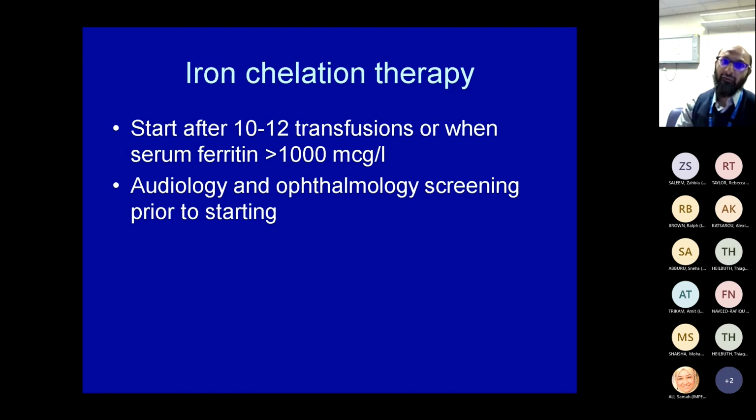Okay, so generally after the patient has had between 10 and 12 transfusions, or when the serum ferritin is more than 1,000, is when we start looking for and managing iron overload. Most of the iron chelating drugs, well, we only have 3 iron chelating drugs, but pretty much all of them can have an effect on the eyes and the ears. So it can cause sensorineural hearing problems and retinal problems, particularly colour vision problems. So it's always best to do baseline audiology and ophthalmology screening prior to starting any iron chelation. This mainly refers to desferrioxamine and deferasirox, not so much deferiprone.